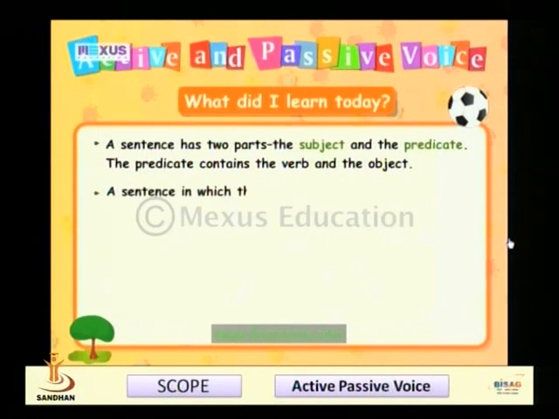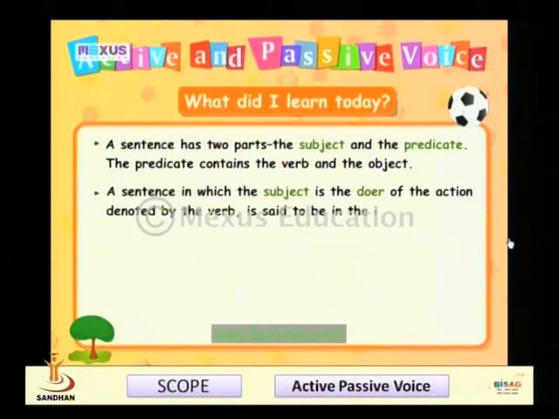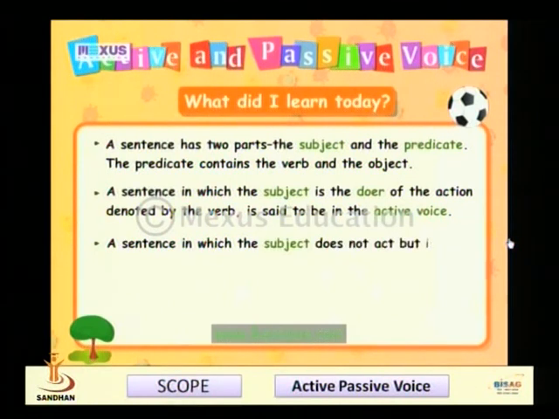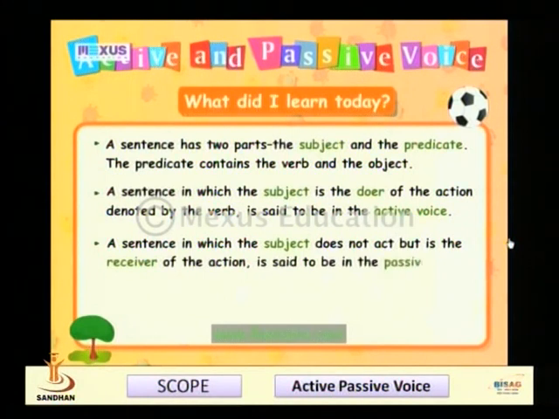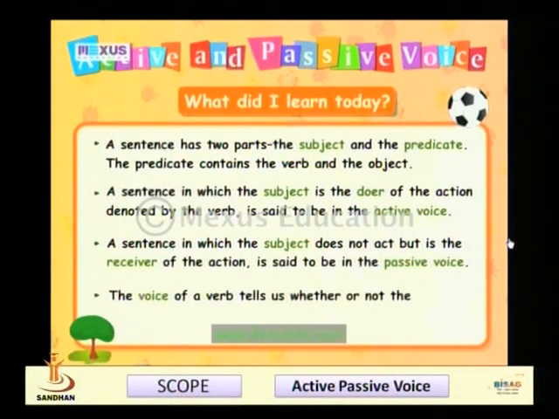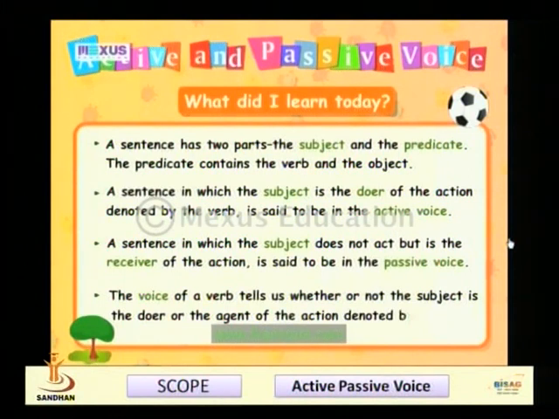A sentence in which the subject is the doer of the action denoted by the verb is said to be in active voice. A sentence in which the subject does not act but is the receiver of the action is said to be in passive voice. The voice of a verb tells us whether or not the subject is the doer or the agent of the action denoted by the verb.